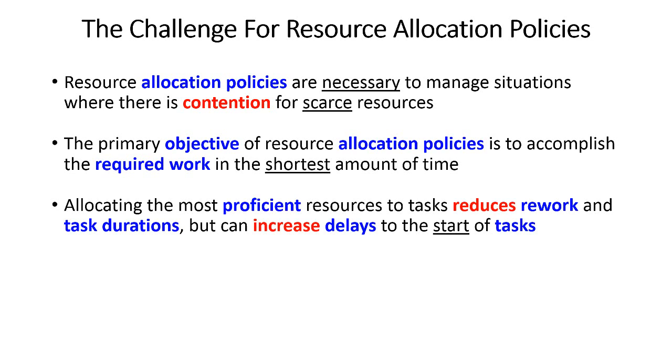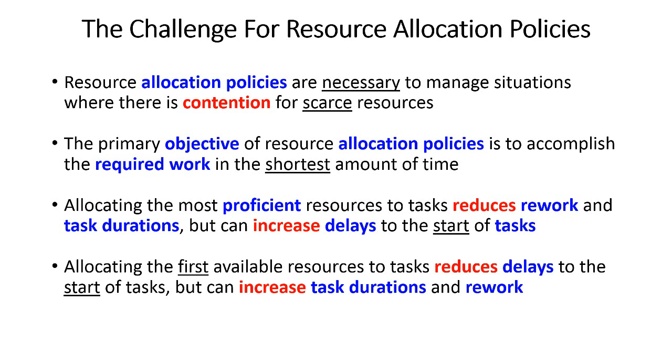So for example, allocating only the most proficient resources to tasks is definitely going to reduce your rework and task durations, but it can definitely increase the delays to the start of your tasks. Those proficient resources may not always be available when you need them. On the flip side, always allocating the first idle, non-busy, non-utilized resource to a task is going to reduce the delays to the start of tasks, but can potentially increase your task durations and the amount of rework that'll have to be performed.